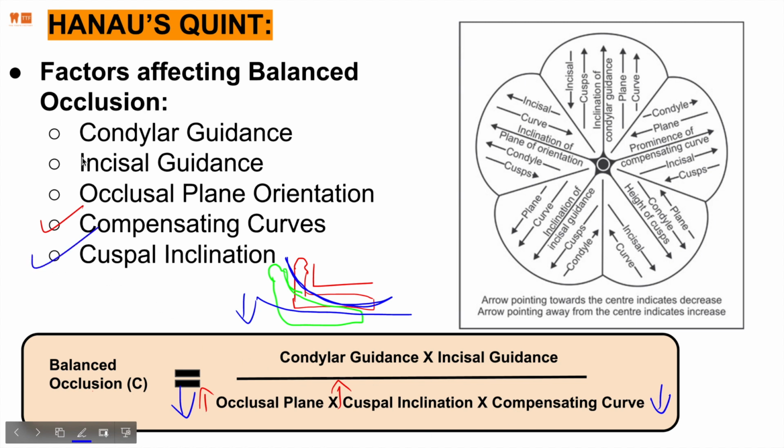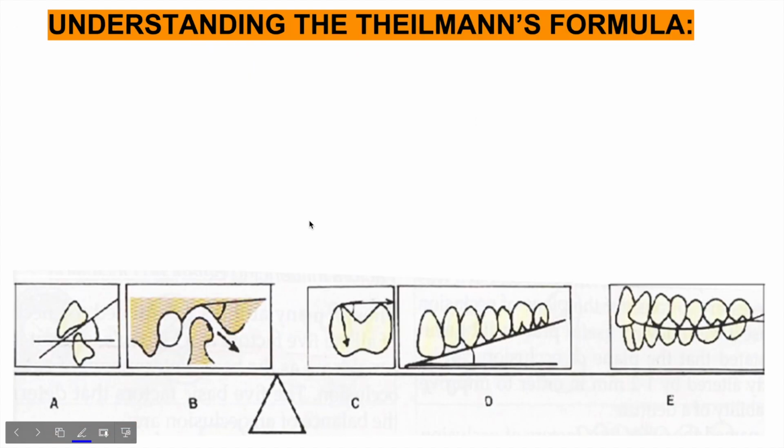These are the factors that determine how balanced occlusion is achieved, and it's known as Thielman's formula, or better known as Hanau's quint. Okay, so let's discuss the whole concept in detail. This is the balance, right? We just talked about this.